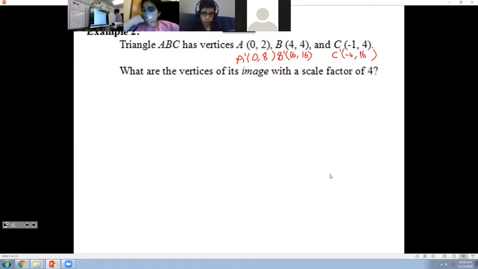That's it. Believe me, if you plot these points on the XY coordinate plane, you will see that the new shape is 4 times as big as the small one. The only reason is that the scale factor is greater than 1. It is greater than 1, so it will be 4 times bigger.